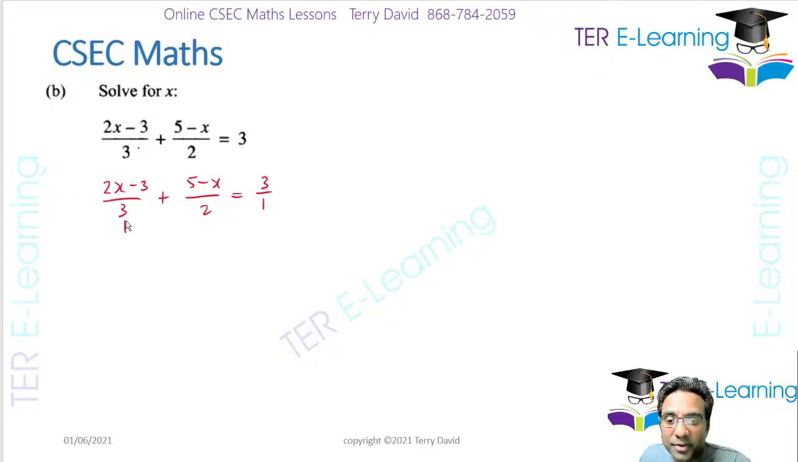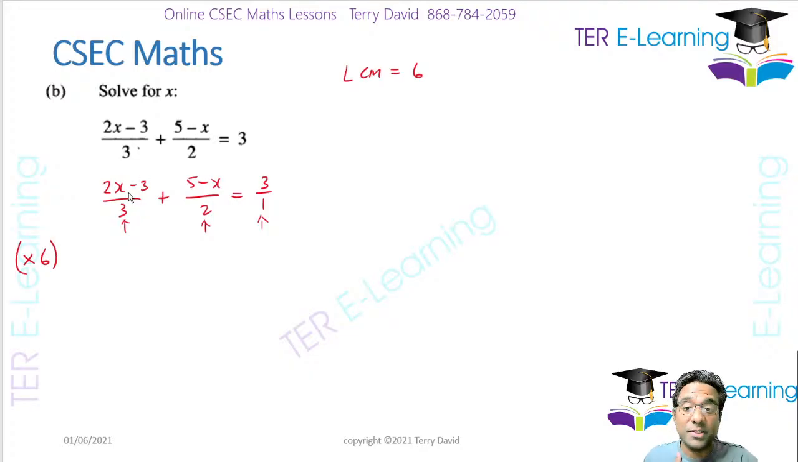Now I have 3 here, I have 2 here, and I have 1 here. What I do, I find the LCM of 3, 2, and 1. The LCM in this case is 6. So my LCM is equal to 6. Now what I'm going to do is multiply every single term by 6, because I don't like to work in fractions and you shouldn't either. So multiply every single term by 6. So here's what we're going to do.